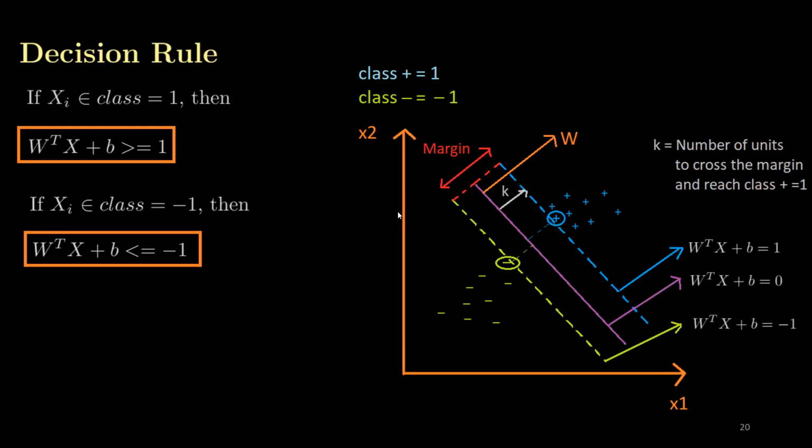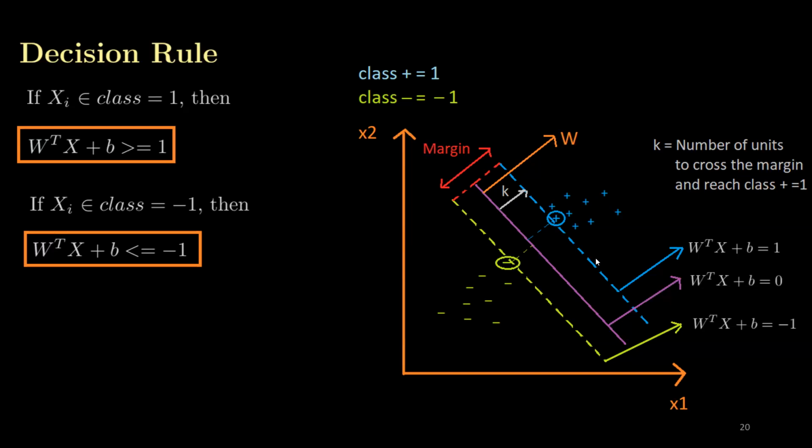Now, after discussing all this, it is very easy to understand the decision rule of a support vector machine, or how support vector machine does classification about a particular data point. So here we can see that we have three boundaries. This is the decision boundary, this is the positive hyperplane, and this is the negative hyperplane.